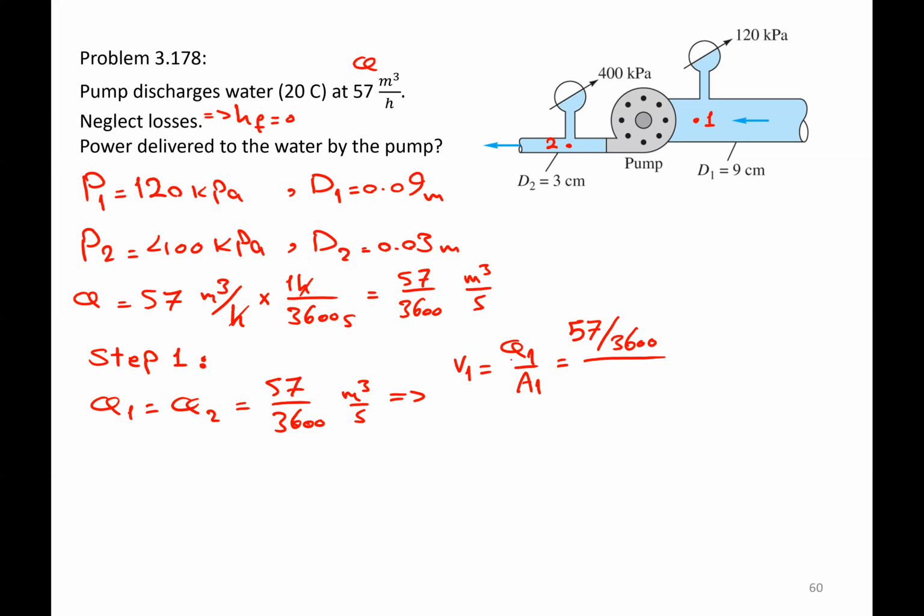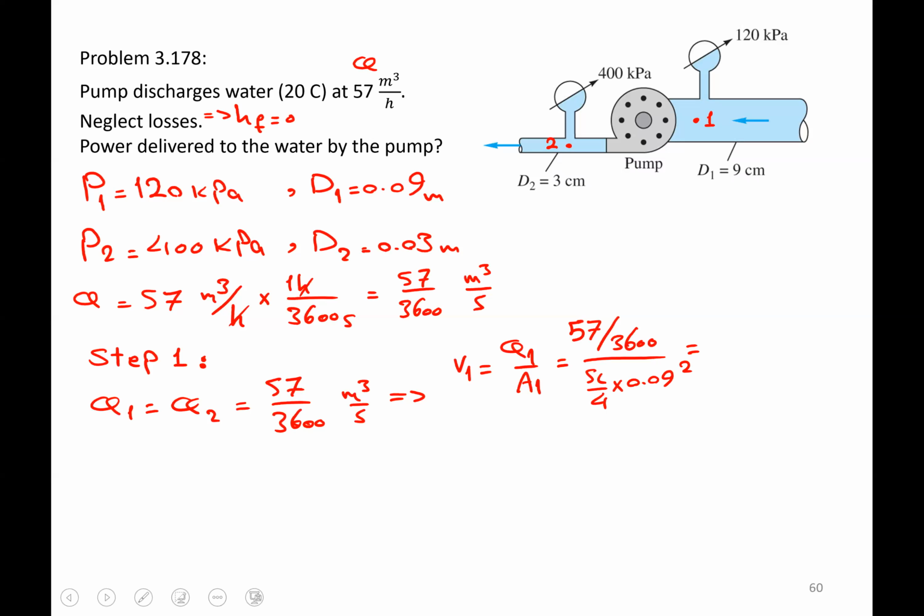We can calculate area 1 because we have diameter. So area 1 is equal to pi over 4 multiplied by diameter, which is 0.09 squared. And if you calculate that, you find out that V1 is approximately 2.49 meter per second. So this is velocity before the pump.